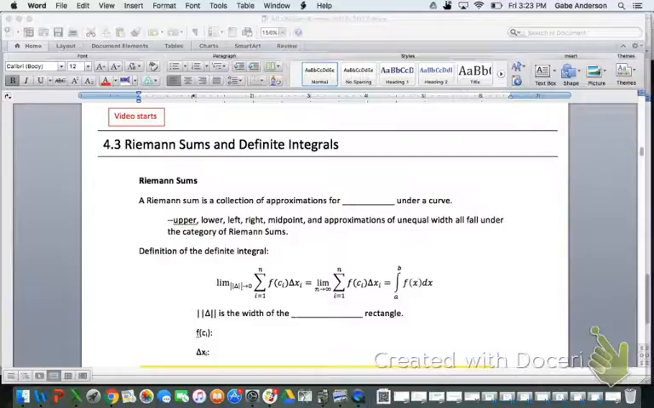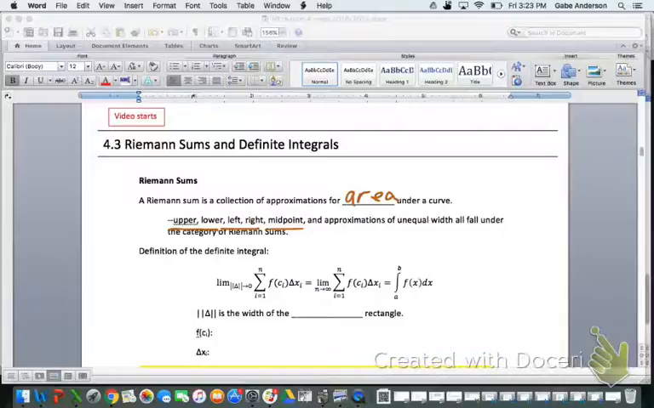A Riemann sum is a collection of approximations for area under the curve. We've been doing a lot of practicing with that in our last couple of classes. Upper and lower, left and right, midpoint. All these different approximations fall under the category of what we call Riemann sums.